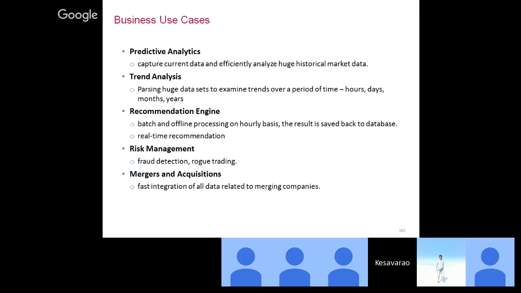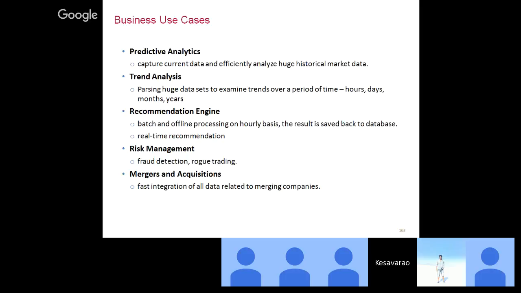So in general, what are the use cases that people generally try to do? These are very common use cases. Predictive analytics is one thing. For predictive analytics, people go to big data platforms, basically to capture the current data and efficiently analyze, using historical market data to do the predictive analytics. This is where you do mostly the machine learning as well.